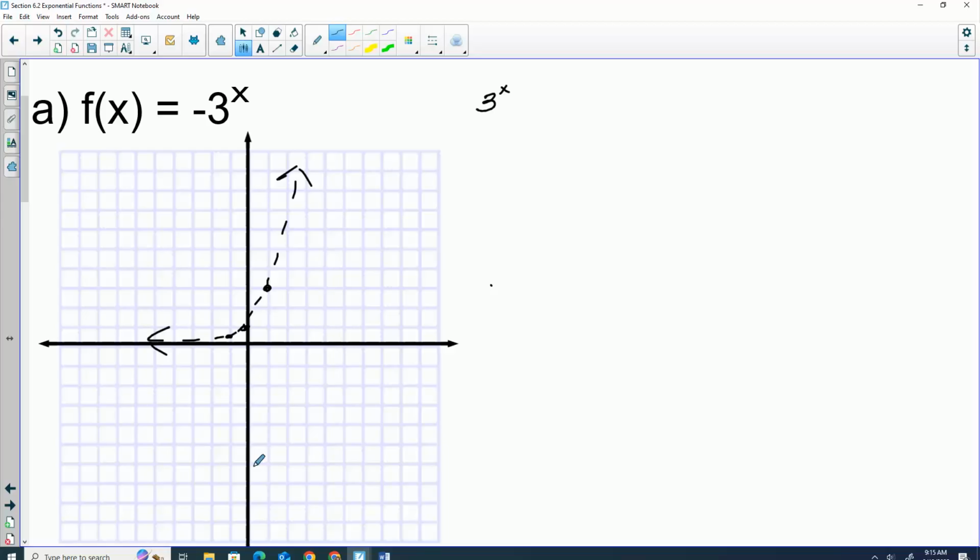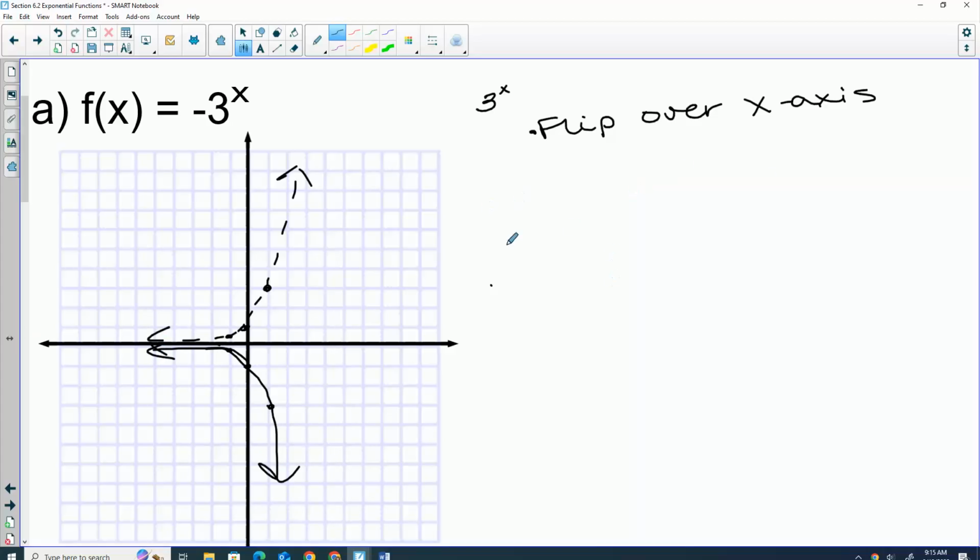All right, now we have to think about what the transformation would do. A negative out in front does what to our graph? It's like making all of our y's negative. So if I reflect this over the x, it goes here. So my actual graph looks like this.